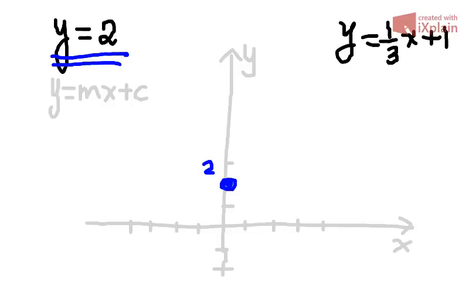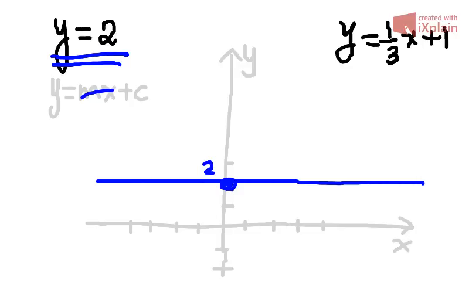And the m, the gradient, is actually 0 because there is no such term like that. So if the gradient is 0, the rise over run is 0, so it doesn't go anywhere. So it's just a straight line. So good to know, something to learn, that a horizontal straight line is always given by y equals whatever the intercept is in the y-axis.